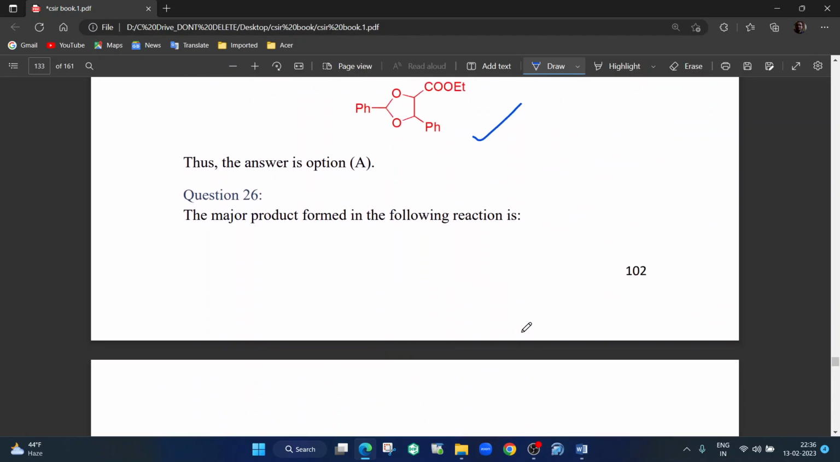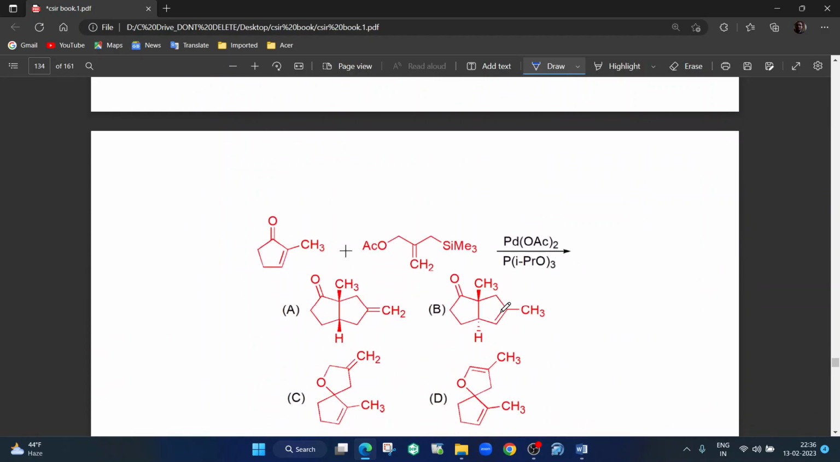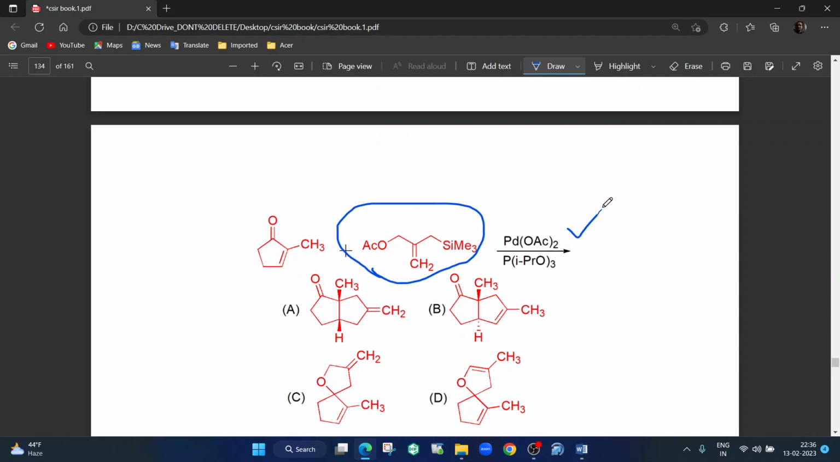Last question for this video. The major product formed in the following reaction is. This is a very interesting question, quite tough also. So you have an alpha beta unsaturated ketone and you have this compound. You are reacting it in the presence of a palladium catalyst and phosphorus triisopropoxide.